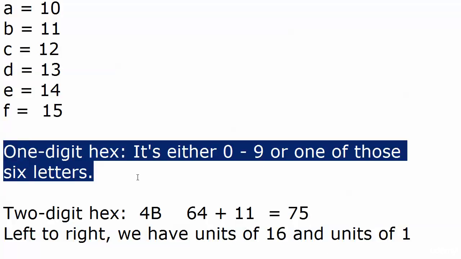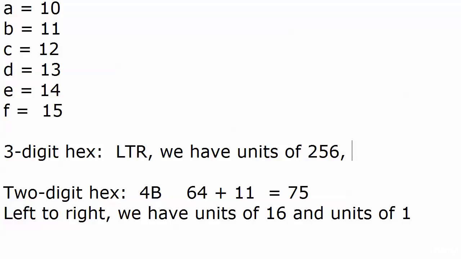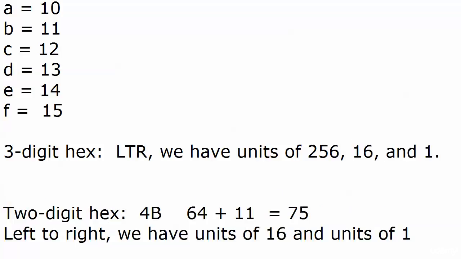Now let me go over, I'm going to type over this a bit and put in 3-digit hex, because left to right we have units of 256, 16, and 1. 256, 16, and 1. If you're going from right to left, it's 1 and then 16 times 1, which is 16, and then 16 times 16, which is 256. Again, I just think it's easier to remember it as 256, 16, 1. It's the kind of thing you write it out a couple of times, it becomes second nature.